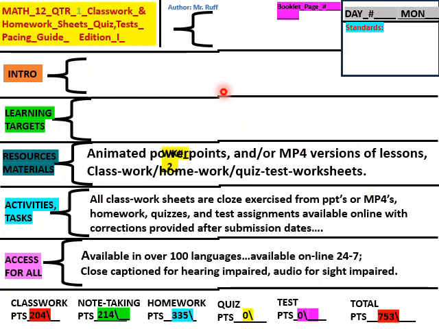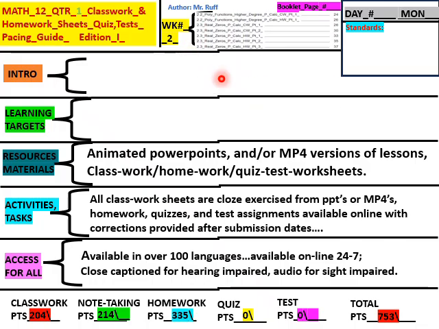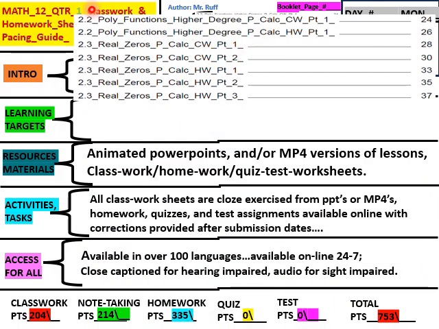What are we going to do in week 2 for Math 12 Quarter 1? Here are our assignments: 2.2 polynomial functions, higher degree, pre-calculus, classwork part 1, and homework part 1. So we cover that. And then we go to 2.3 real zeros, pre-calculus, classwork part 1 and 2, then 2.3 real zeros, homework part 1, 2, and 3. So there's your week 2.